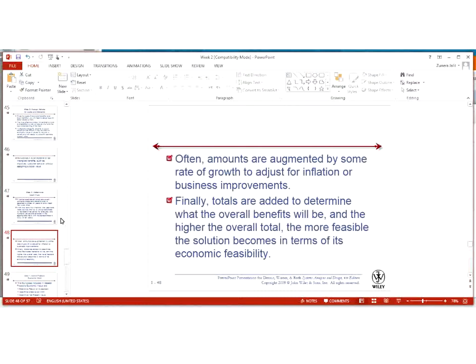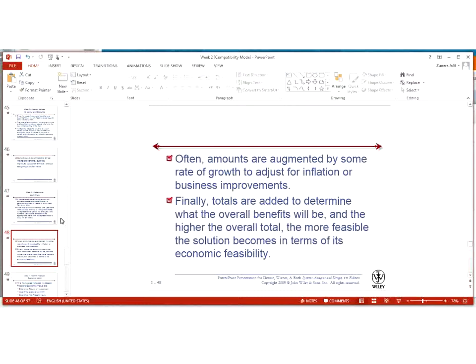Amounts are augmented by some rate of growth to adjust for inflation or business improvements. Because inflation occurs with the passage of time, the value of money may increase or decrease. So you also take care of these factors, because in 5 years your money is not going to stay static. The value of, for example, a riyal, or a rupee, or a dollar may increase or decrease comparatively.